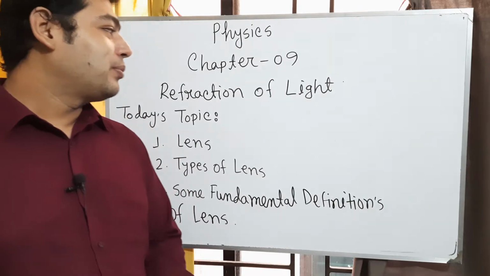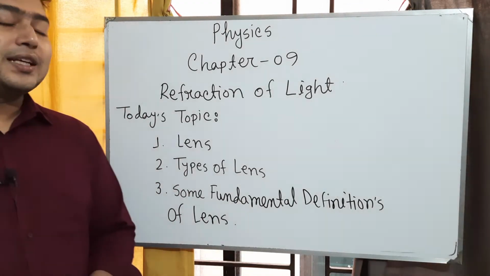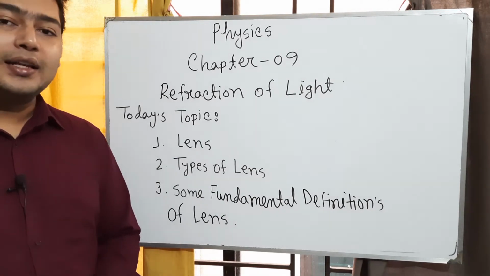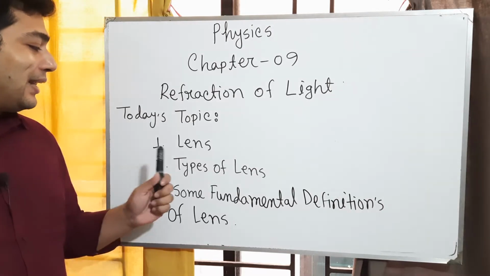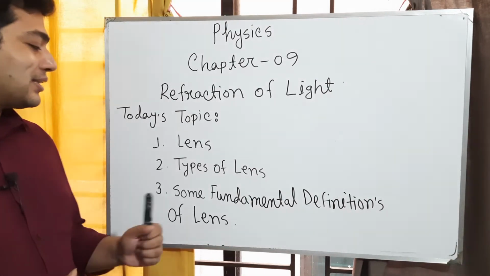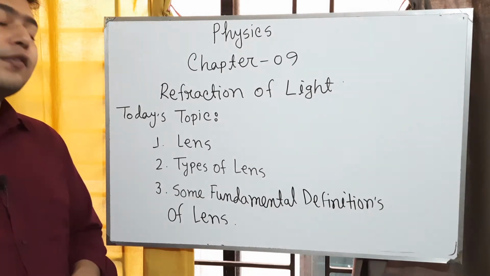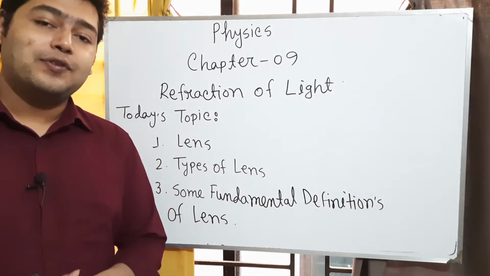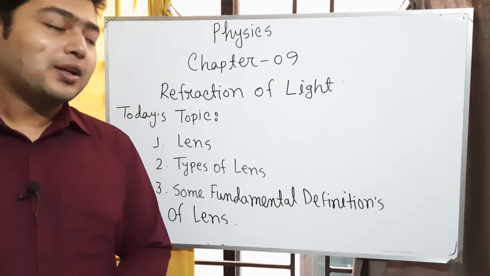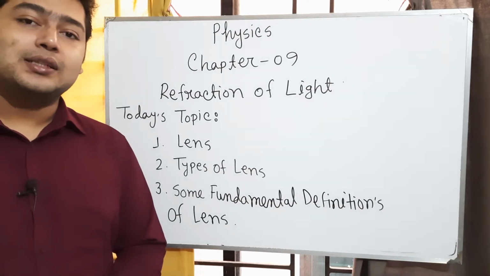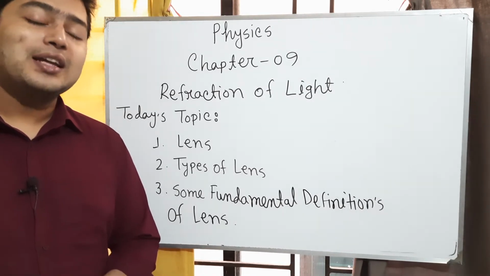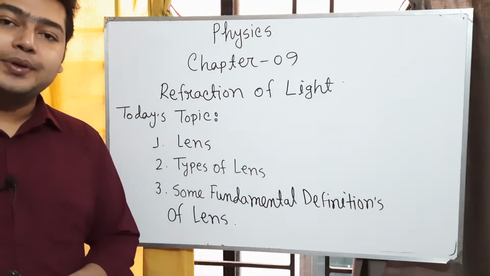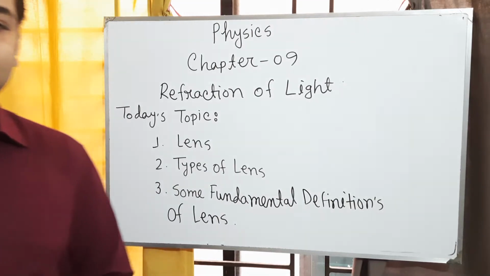Today our topic is Physics, chapter 9. The name of this chapter is Reflection of Light, and today our topic is lens, types of lens, and some fundamental definitions of lens, which will be very useful for discussing the further part of this lecture, such as the discussion of ray diagrams. Okay, so let's discuss these important topics step by step.